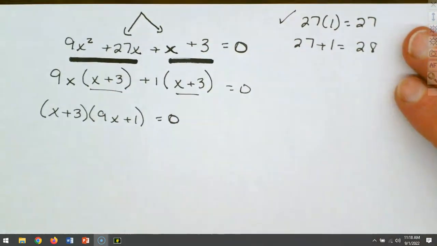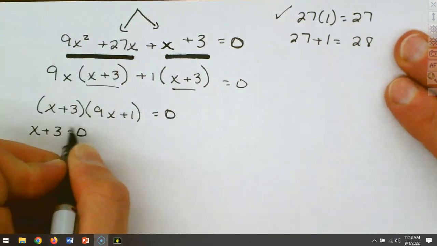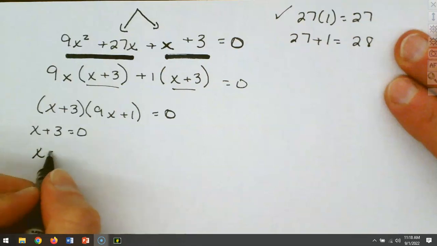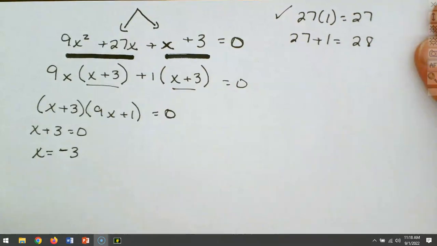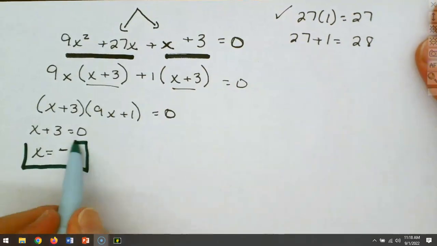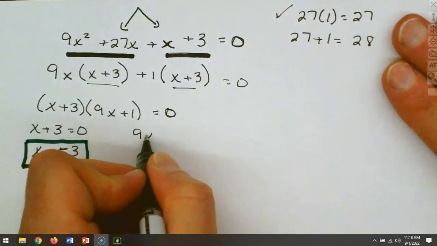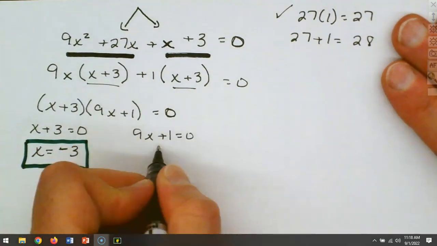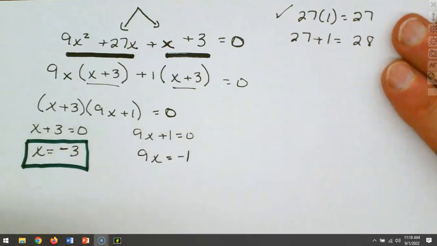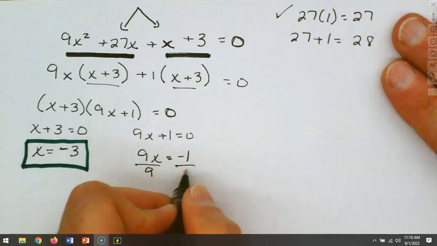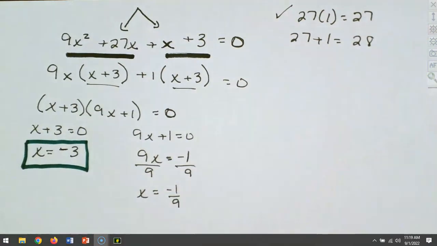So what are my solutions going to be? Well, we've got x plus 3 equals 0. We move that 3 over. So one solution is a negative 3. What about the other one? Okay, 9x plus 1 equals 0. Move that 1 over. So that makes it 9x equals a negative 1. We divide by our 9. And what's our second solution? Negative 1 over 9.